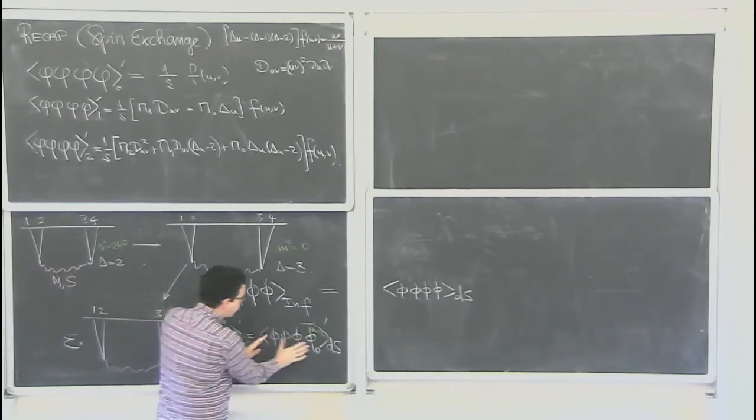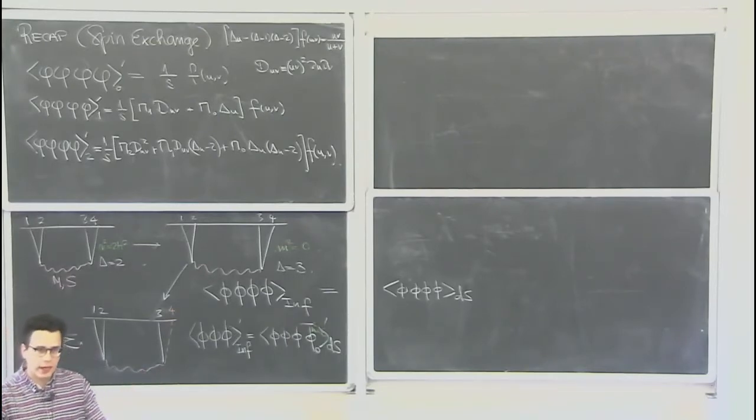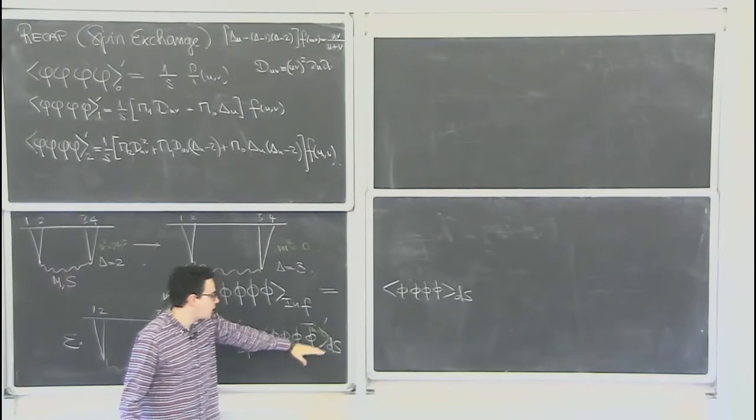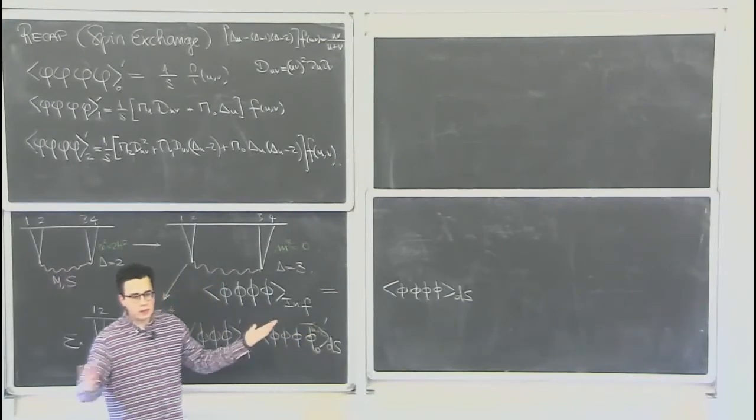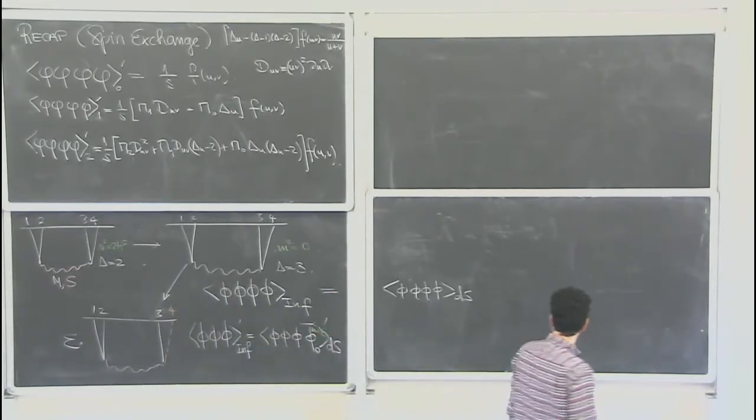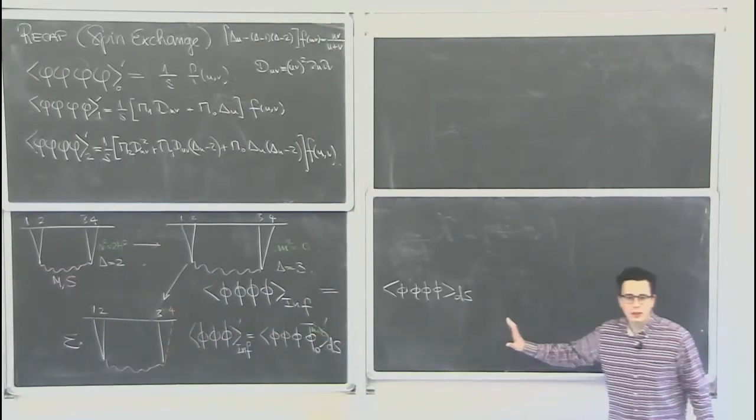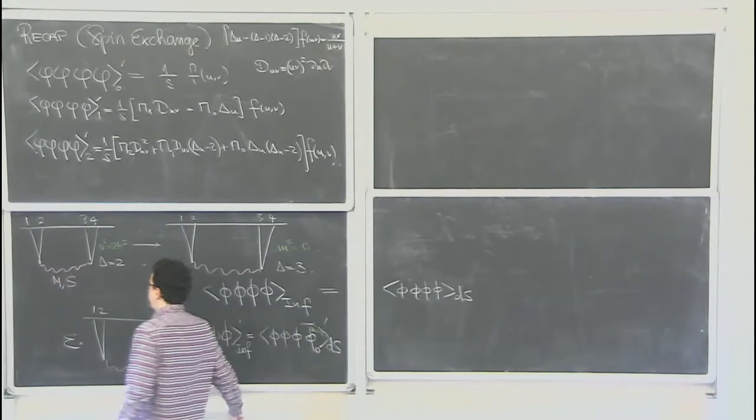So you can keep these modes with zero mass. You're going to get something non-zero. It's just that if you literally took the four-point function with everyone having zero mass and took the soft limit, you'd get zero. Okay? All right. Questions about this? All right. Very good.